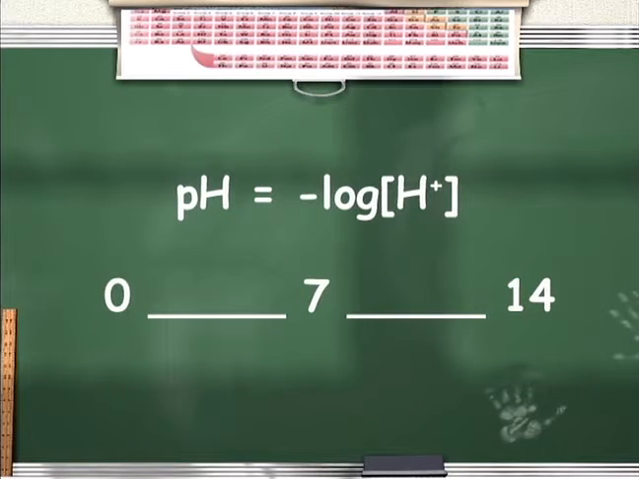A solution with a higher hydrogen ion concentration will have a lower pH value. Acids have pH values between 0 and 7. Bases have pH values between 7 and 14. Neutral substances, such as water, have a pH of 7. Some other acids and bases you are familiar with include apple juice, which has a pH of 3, and household ammonia, which has a pH of 11.